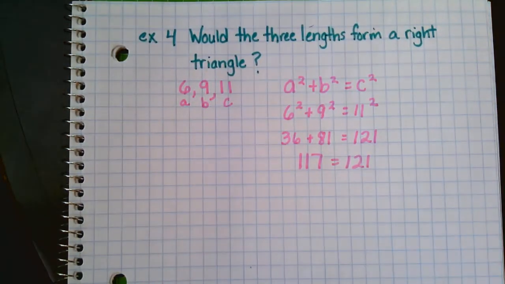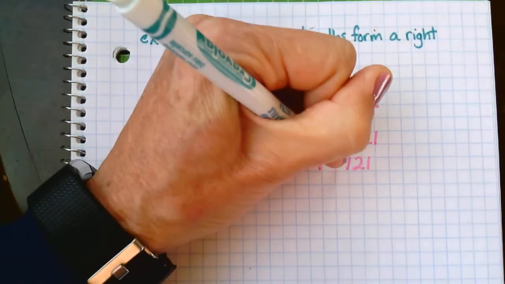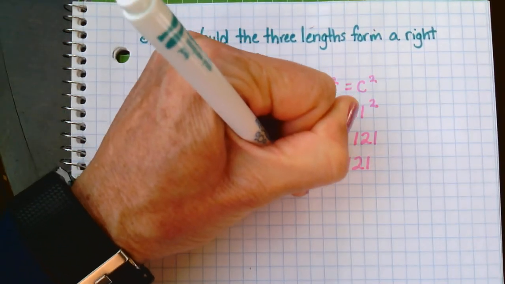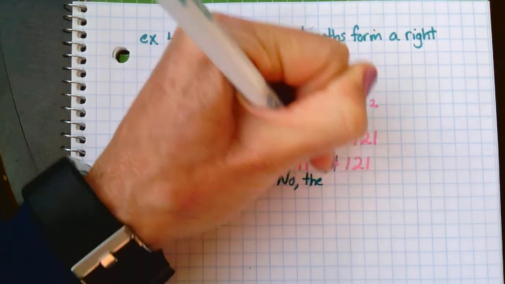And for it to be a right triangle, those have to be equal. And these clearly are not equal, so no, the lengths will not form a right triangle.